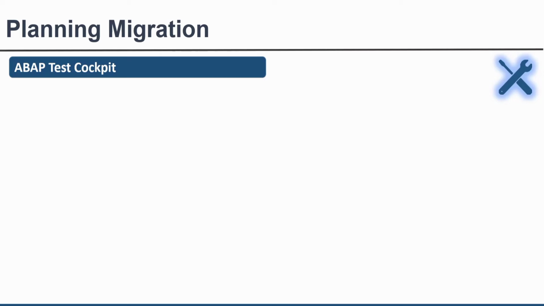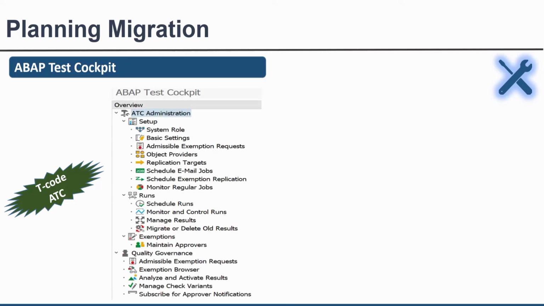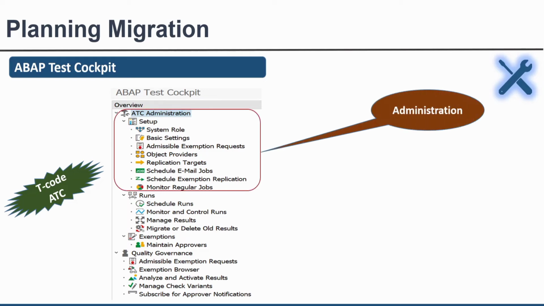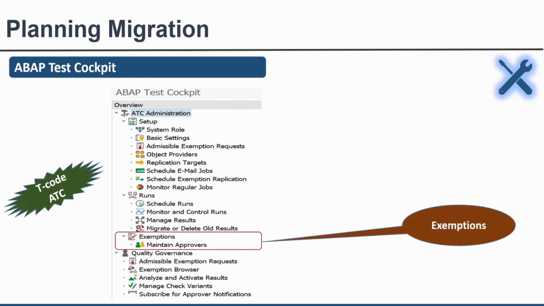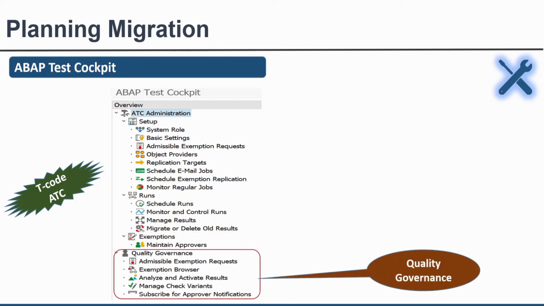You can configure the tool before using it. The T-code for the same is ATC. It will look like shown in the screen. The various options in the tool include overall administration, setting up periodic executions, add exceptions if any, and finally options for quality governance.